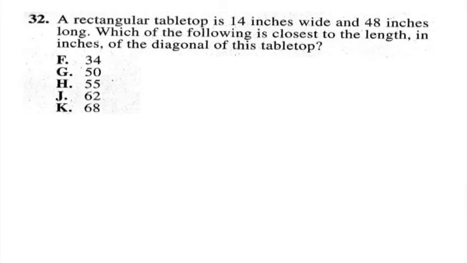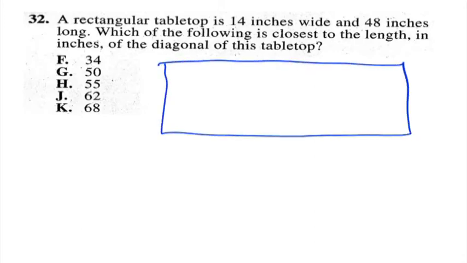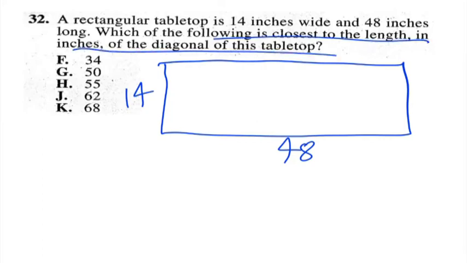Number 32. A rectangular tabletop is 14 inches wide and 48 inches long, so we want to go ahead and lay this out. That would be a 14, and this would be a 48. And it said, which of the following is closest to the length in inches of the diagonal? The diagonal connects two corners all the way across from each other. And guess what it's done? It's made us a triangle.